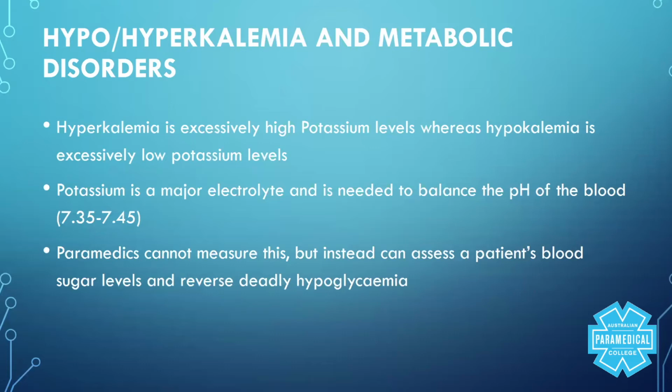Now, what you have to remember with any electrolyte is they are used to maintain a pH, which is an acid level of the blood, between 7.35 and 7.45. And that's why these are extremely deadly to human beings. And that's basically it for hypokalemia. When you're reading around your advanced life support, you will read a lot more detail around hypo and hyperkalemia.